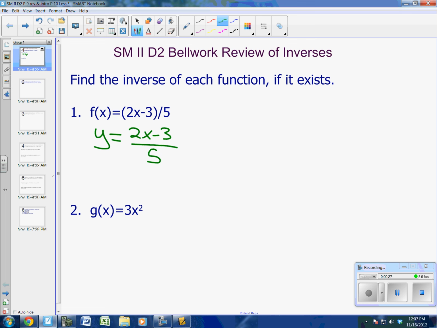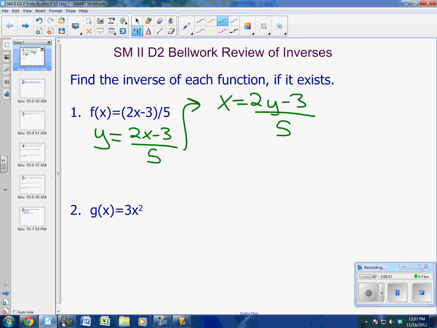Okay, second step is to, we're going to go back up here. Second step is to what? Switch the x and the y. So x equals 2y minus 3 all over 5. Next step is to solve for y, right?